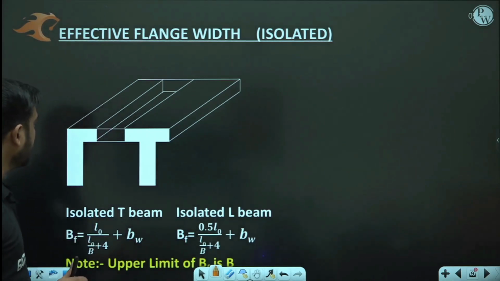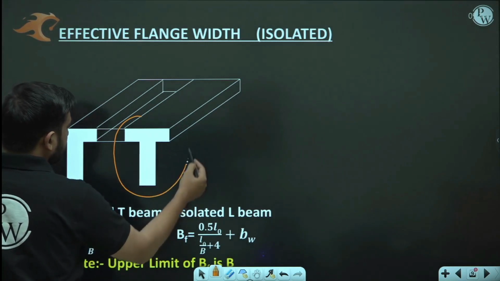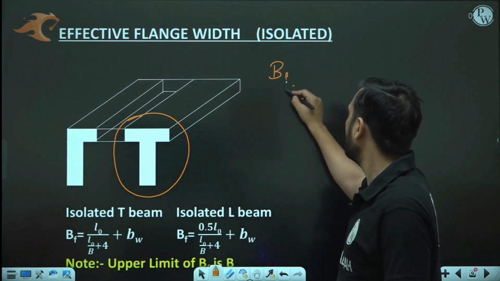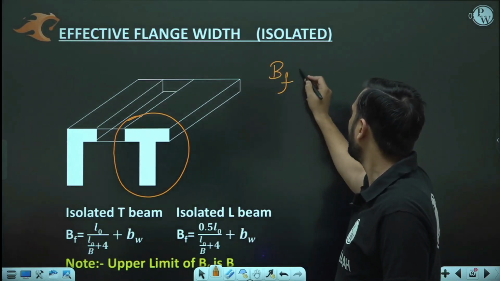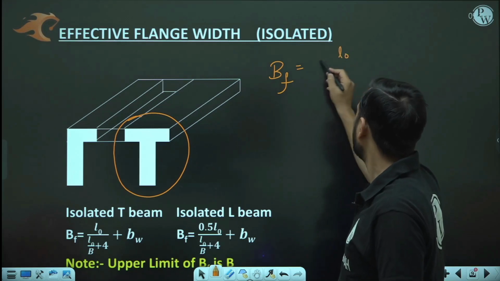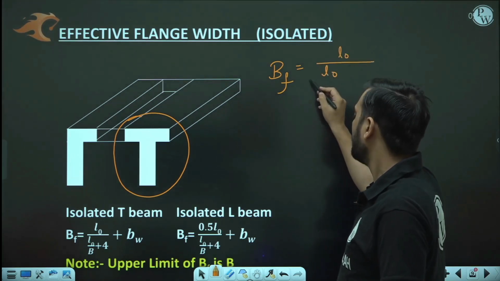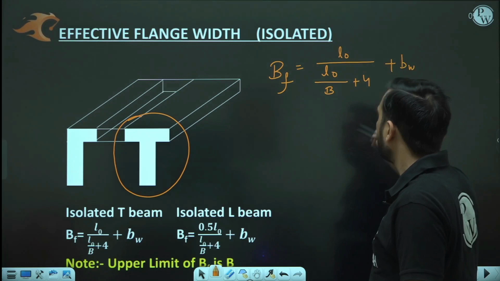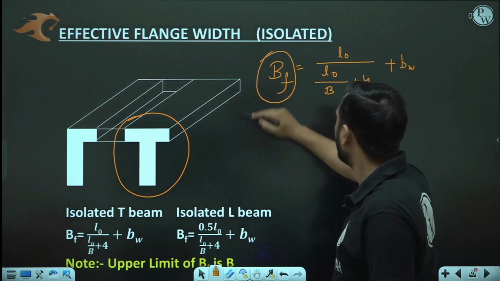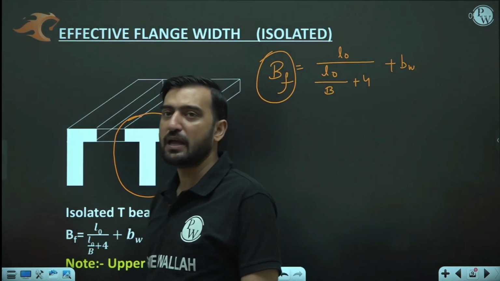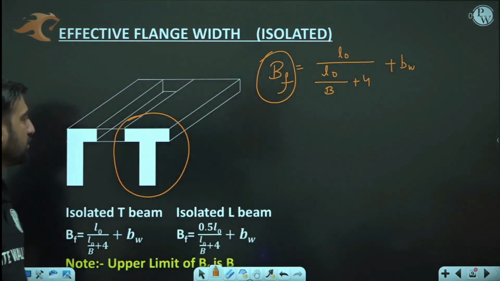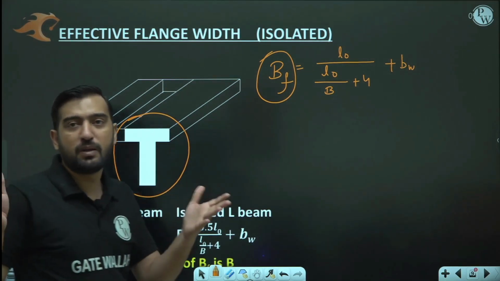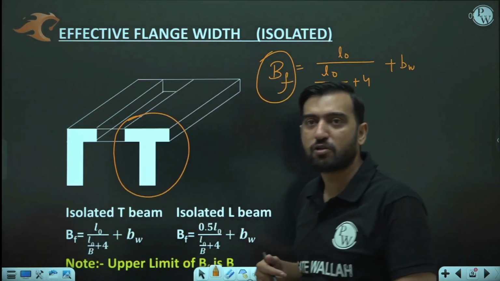So, my dear friend, if this is your isolated beam and you want to calculate the effective width of the flange, let's say BF, then the effective width of the flange is equal to L naught upon (L naught by B plus 4) plus BW. But make sure that this calculated BF is always less than or equal to the actual B, due to the logical reason that you will not be able to give additional concrete on the compression side or on the flange side, isn't it?